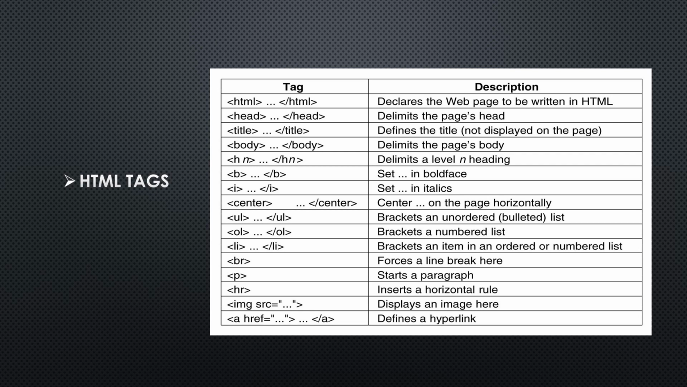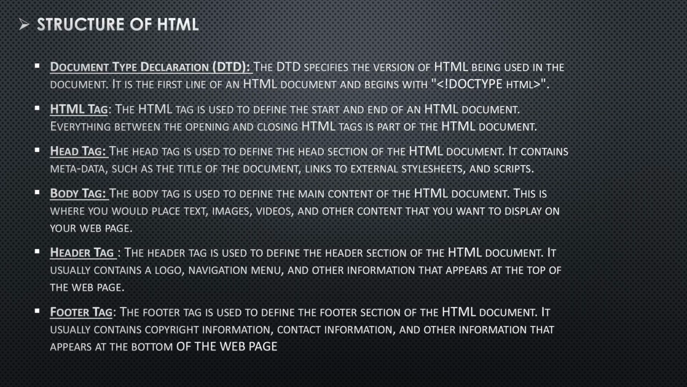inserts a horizontal rule. Image SRC is equal to displays an image here on the HTML web page and a href defines a hyperlink. So these are some of the HTML tags that are used. Let us talk about the structure of HTML.